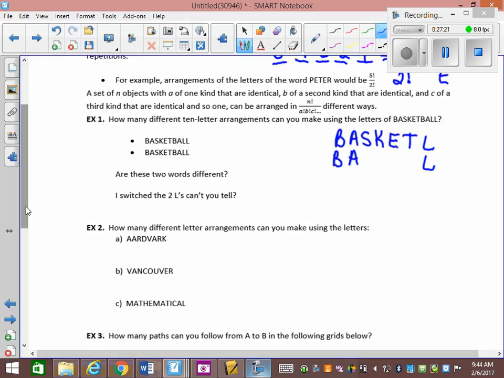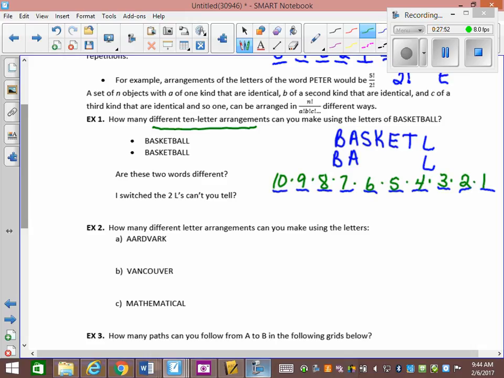So basketball has 10 letters: 1, 2, 3, 4, 5, 6, 7, 8, 9, 10. There are no restrictions on it. I just want to know how many different words, how many different 10-letter arrangements, you can make from basketball. So I'd have 10 options for this spot, then 9, 8, 7, 6, 5, 4, 3, 2, 1, which is what we did before. The only difference is that now on the bottom, we divide for the doubled letters. So I'm going to go 2 factorial for the B's, 2 factorial for the A's, and 2 factorial for the L's.